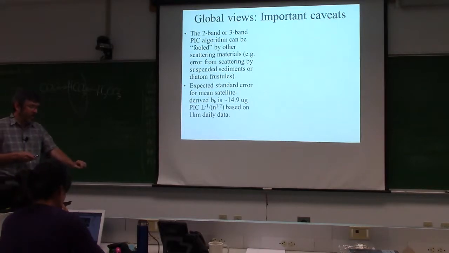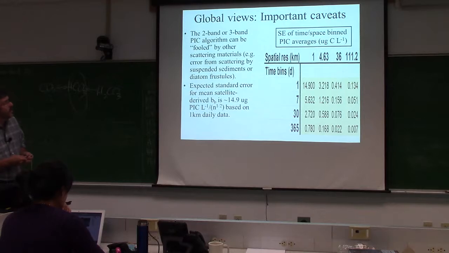Pixel, 1 kilometer data, single daily measurement is pretty high. And the only way we can get this value, this is micrograms PIC per liter, the only way we can get that value lower is by using multiple pixels and averaging over different space and time scales. And so that's what this table shows.